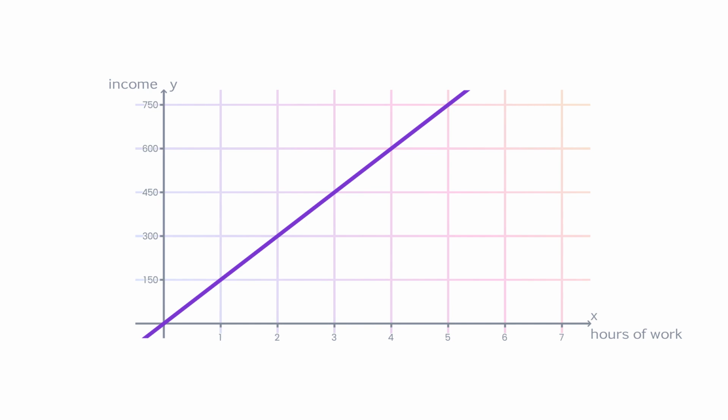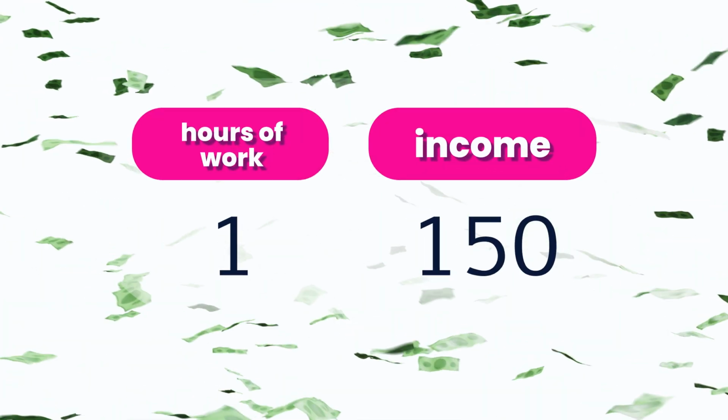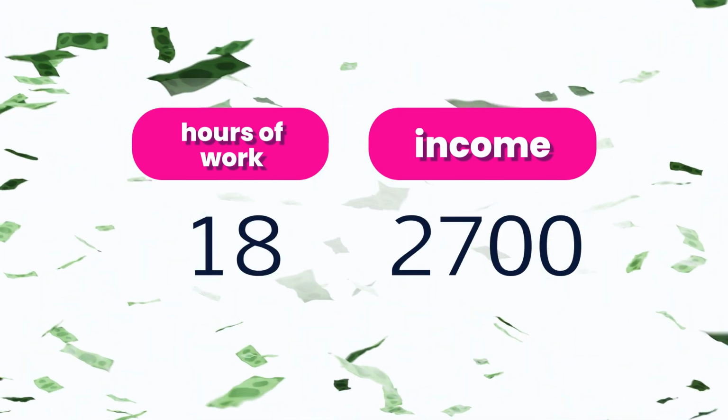Recall that a proportional function is a special case of a linear function with the y-intercept at the origin. So its graph is a line that passes through the origin. The slope in this case is constant and equal to 150. That means when you increase the x value by 1, the y value will increase by 150. In this example, that means that for each hour you work, your income increases by 150.